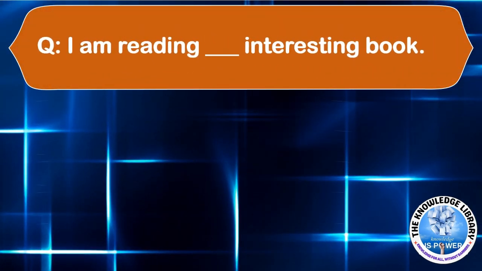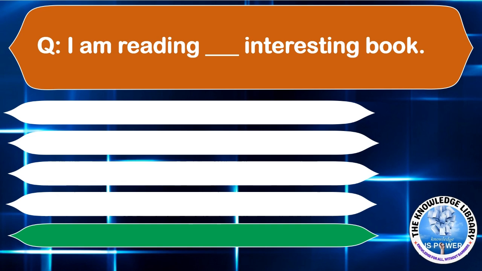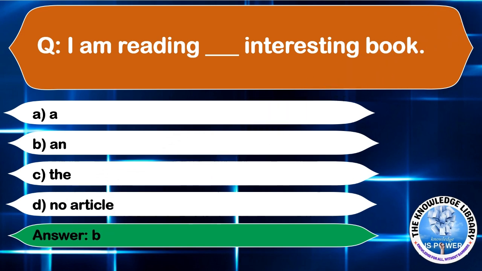I am reading dash interesting book. Option A. Option B, an. Option C, the. Option D, no article. The correct answer is option B, an. Moving to the next question.